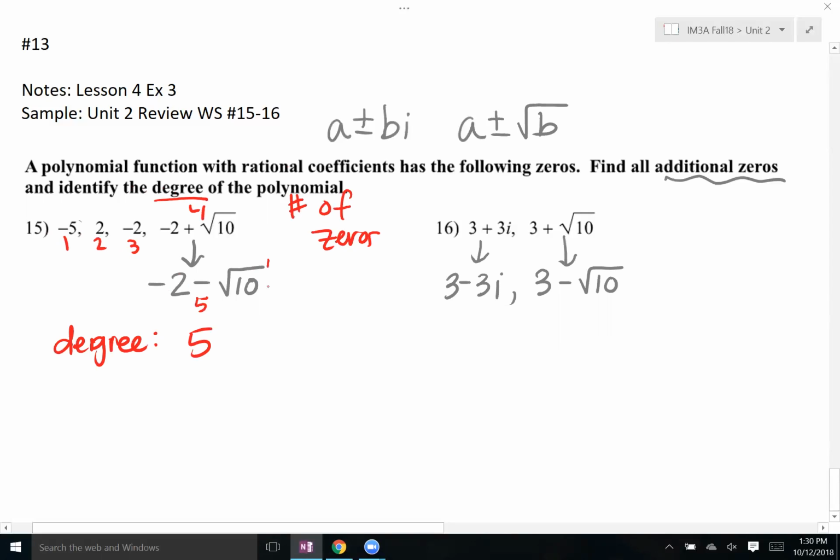Okay, so my additional zero is this one, and my degree is 5. Those are my two answers. For 16, they gave me 2 zeros, and I found 2 more. And so my degree here is 4.